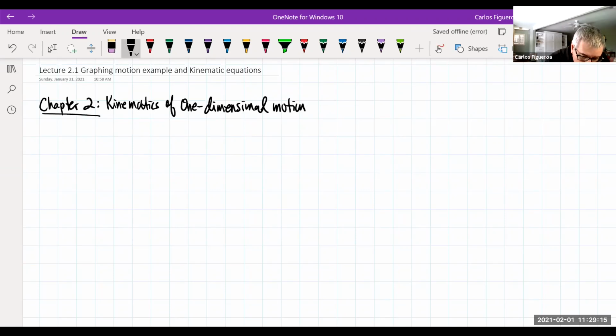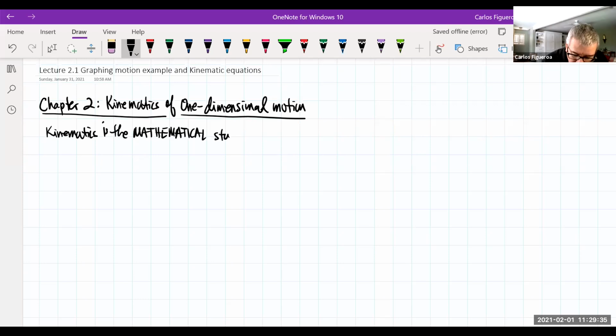So like I said before, kinematics is the mathematical study of motion. And you're going to see that there's really two parts here. One of the things that we're going to do is focus much more on graphing motion.